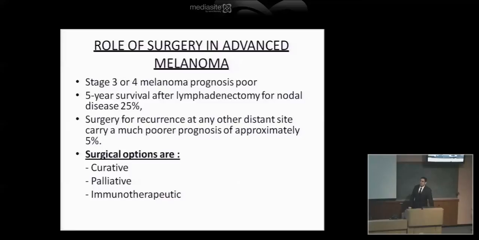With regards to the role of surgery in patients who present with advanced melanoma, that is stage 3 or 4 melanoma, as I was mentioning, stage 3 melanoma, the typical prognosis is pretty poor. Their 5-year survival is in the 30% range, and their 10-year survival is in the 40% range. If they have lymphadenectomy for nodal disease, they will survive about 25% for 5 years. Meyer had a 30% survival. If they have recurrence at any other distant site, it can carry an even much poorer prognosis of about 5%. So the question then comes is, why do surgery at all for these patients?